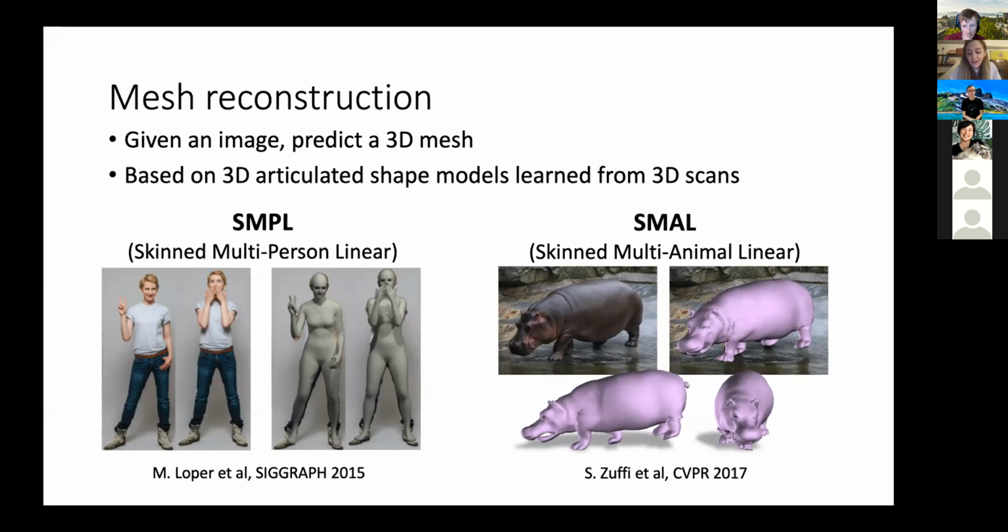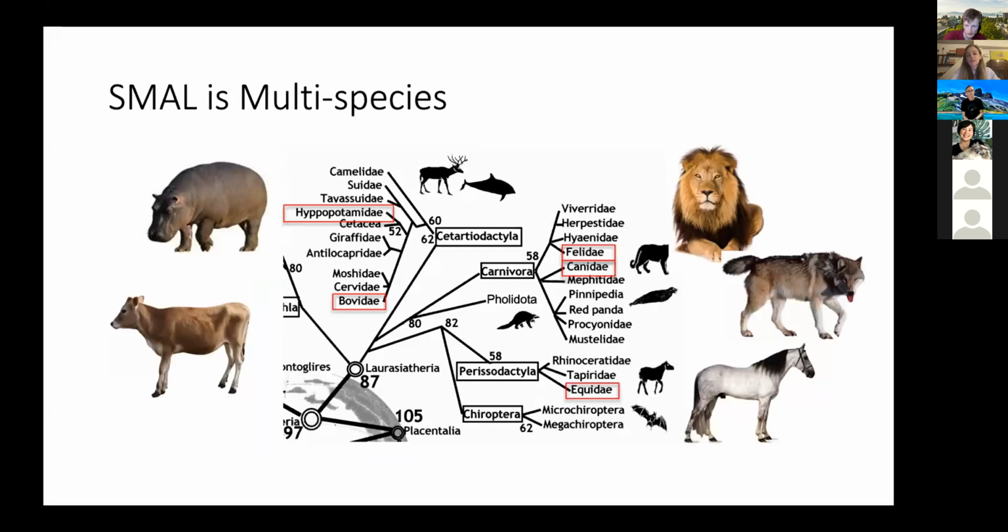And this is what the SMPL model is. SMPL is the most popular tool for doing mesh reconstruction for people, and was introduced in 2015. And in 2017, we introduced the SMAL model, which can be considered a sort of animal equivalent of SMPL, with some differences. First of all, SMPL is a single species model, just for humans, while SMAL is multi-species. We can create 3D models for quadrupeds that belong to one of these 5 families highlighted here: the Hippopotamidae, the Bovidae, the Felidae, the Canidae, and the Equidae.